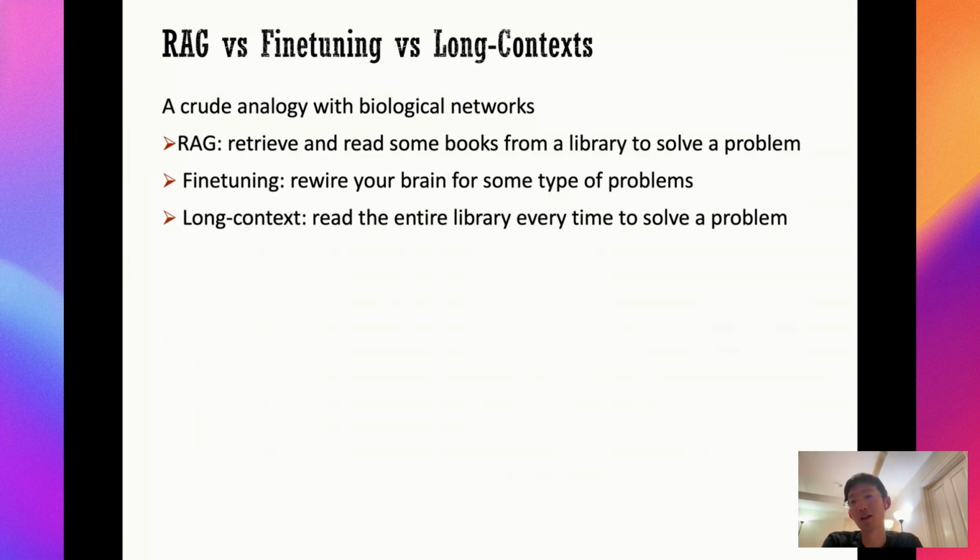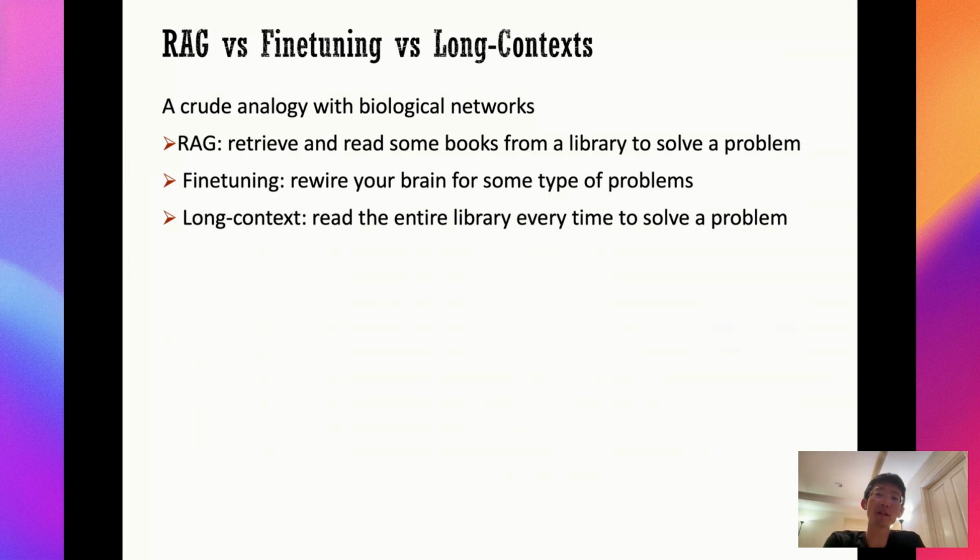I like to start by giving an analogy with biological networks. So RAG, in some sense, is analogous to retrieving and reading some books from a library to solve a problem. Fine-tuning is kind of like working so hard to rewire your brain, right? Because you change your parameters; in some sense, you change the synapses in your brain. You rewire your brain so that you are very, very good at some type of problems without even additional context. Your brain just memorizes those types of problems in the synapses. And long context is kind of like reading the entire library into your short-term memory every time to solve a problem.